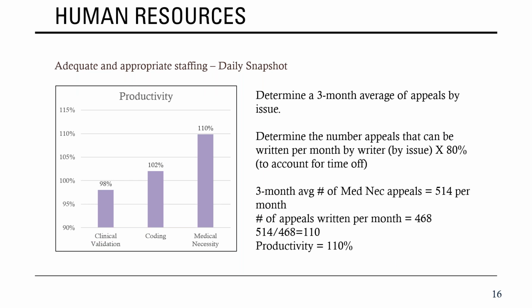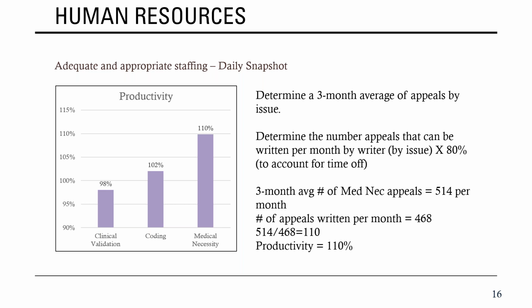Now let's talk about productivity and the number of cases that your staff can do versus the number of cases that are coming in the door. I'll try to go through this slowly and make it clear to you. It's not difficult to calculate, but it does take putting some numbers together. So this is what I would recommend.